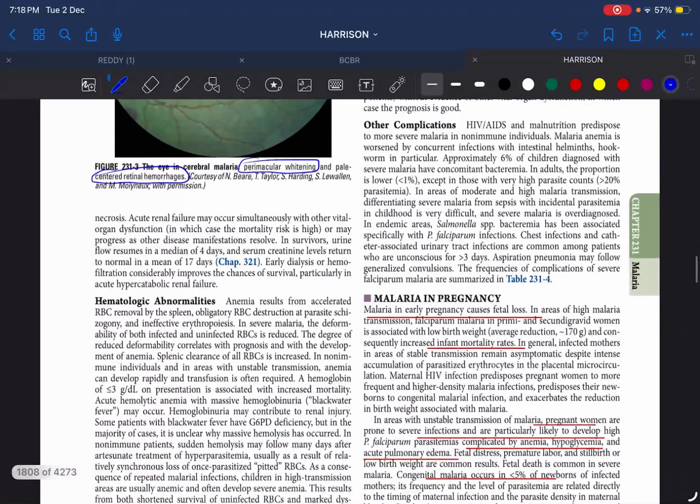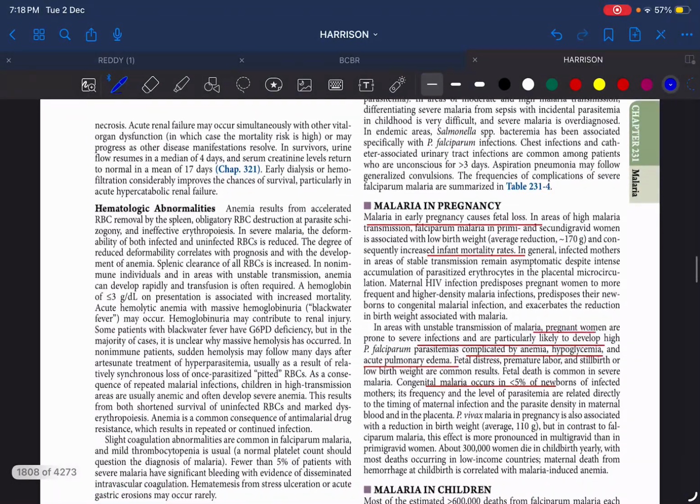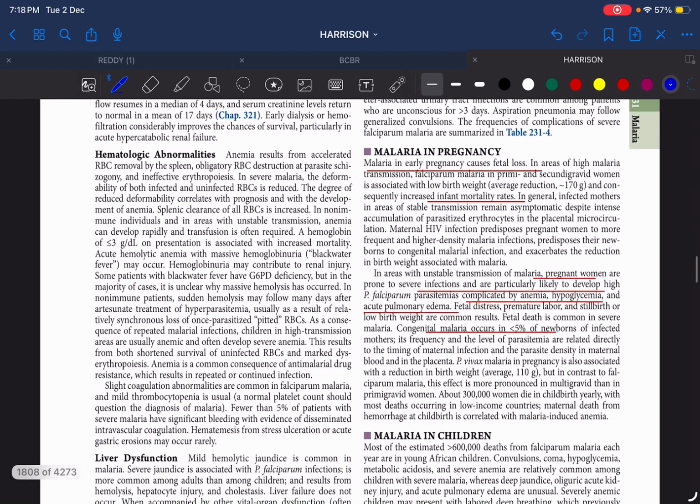Coming to the hematological abnormalities, they may be either because of hemolysis, hemoglobinuria, and jaundice, as I have told you. Another very, very important cause is disseminated intravascular coagulation. Thrombocytopenia is officially associated with Plasmodium falciparum only in severe conditions. In mild cases, thrombocytopenia is not well appreciated.